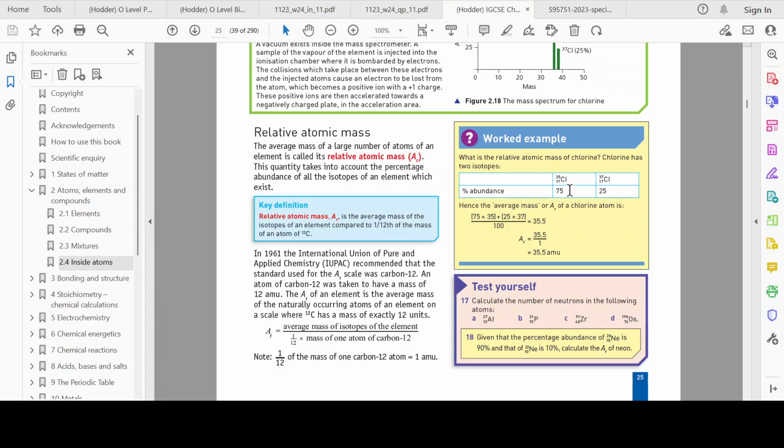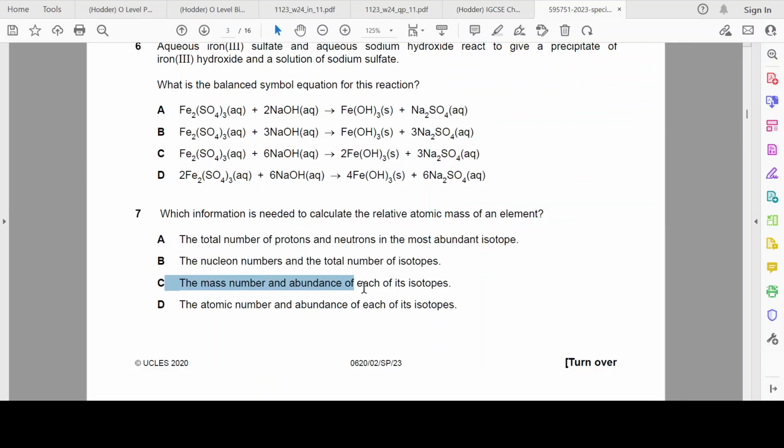Okay, so chlorine 35 has 75% abundance, so that's 75 times 35, plus 25 times 37. You add those two, divide by 100, and you get 35.5. So that's option C.